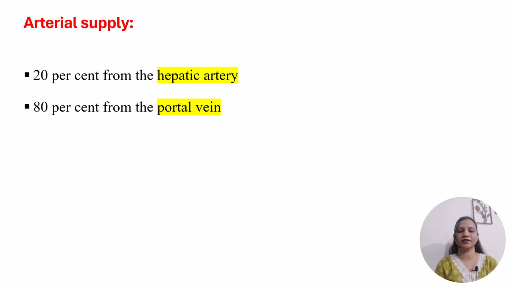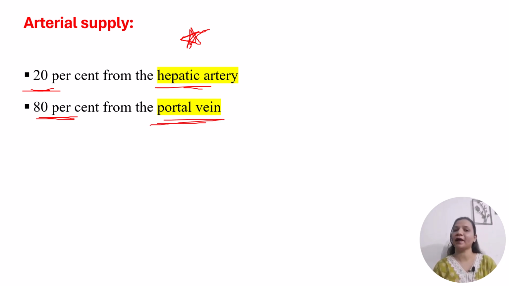So the liver gets its arterial supply 20% from the hepatic artery and 80% from the portal vein. This is a very important point that you have to keep in mind, that the liver gets its arterial supply from the hepatic artery by only 20% and 80% of supply is through the portal vein.